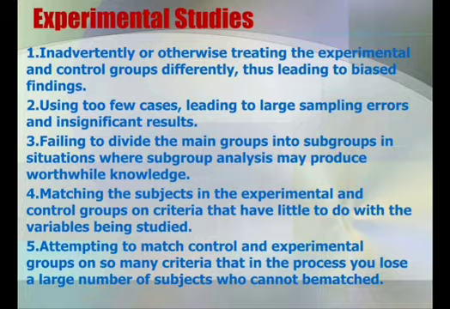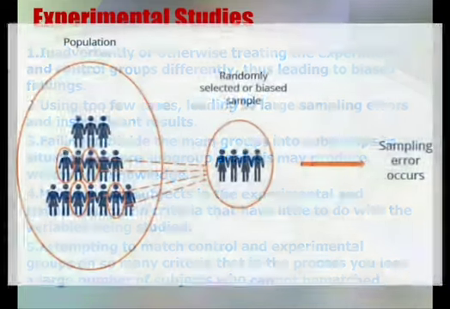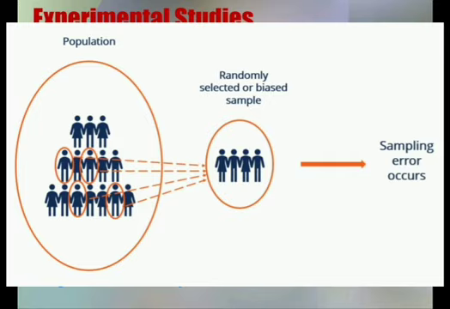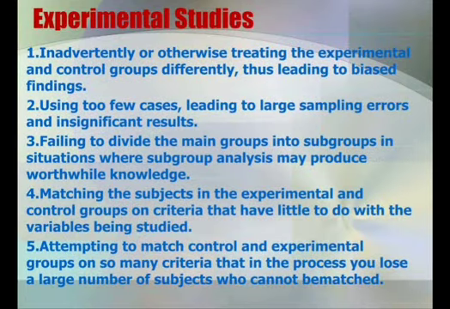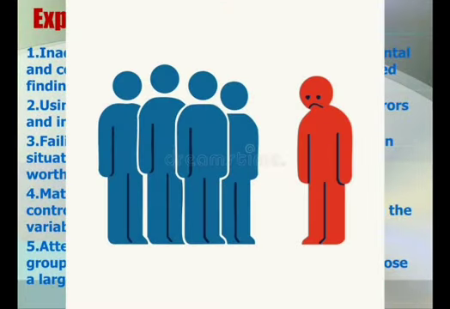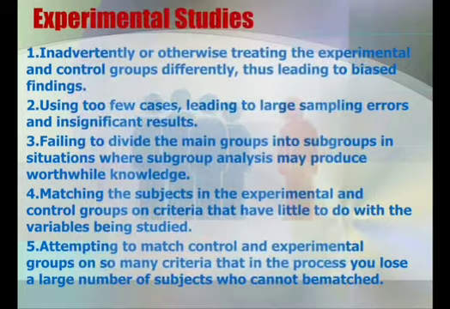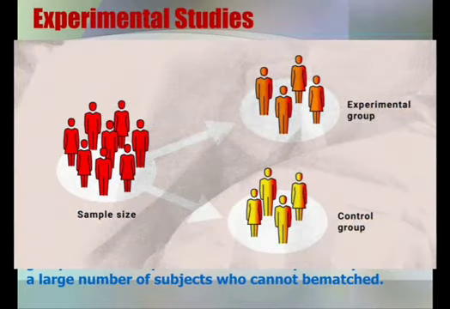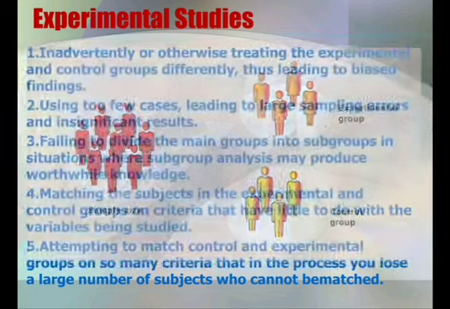This slide explains common problems in experimental studies. Researchers should treat both experimental and control groups equally to avoid biased results. Using too few samples may produce inaccurate findings and large sampling errors. Sometimes subgroup analysis is necessary to obtain deeper knowledge. Another issue is matching subjects using irrelevant criteria. If too many matching conditions are applied, researchers may lose many suitable participants. Therefore, careful experimental design is very important for accurate results.